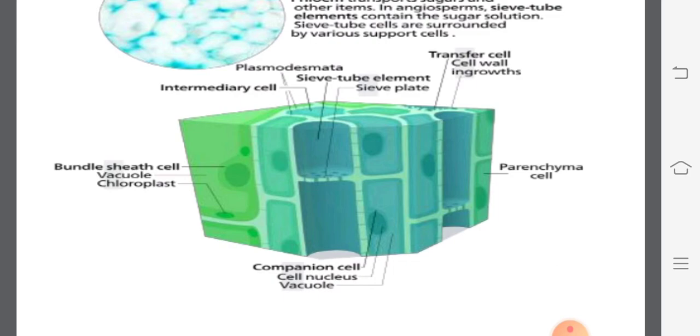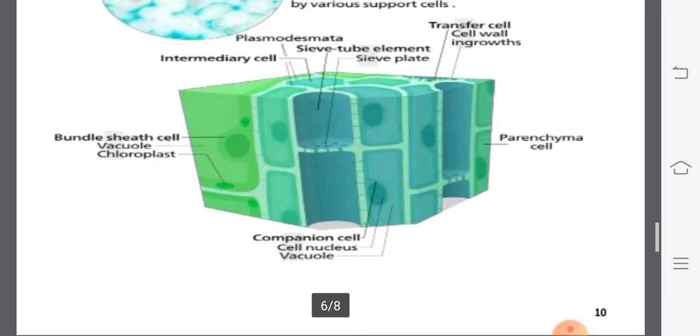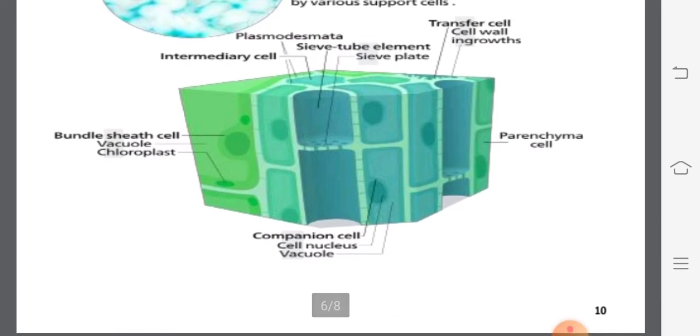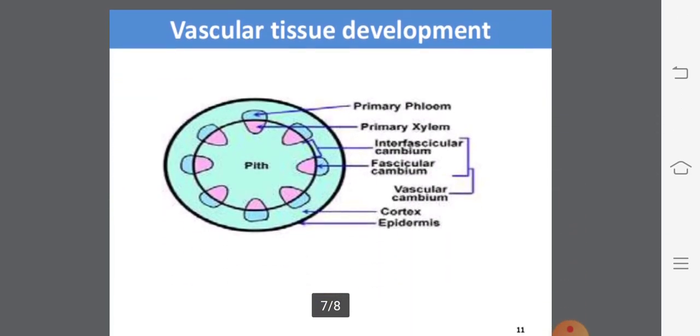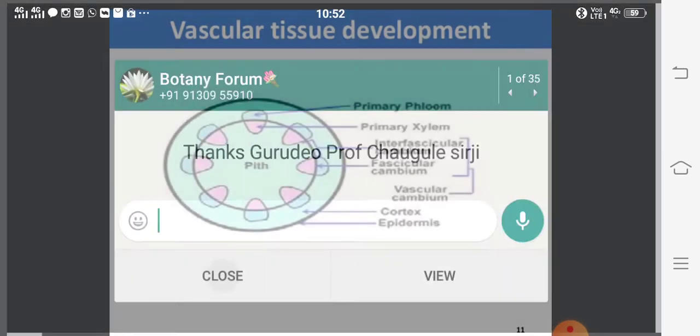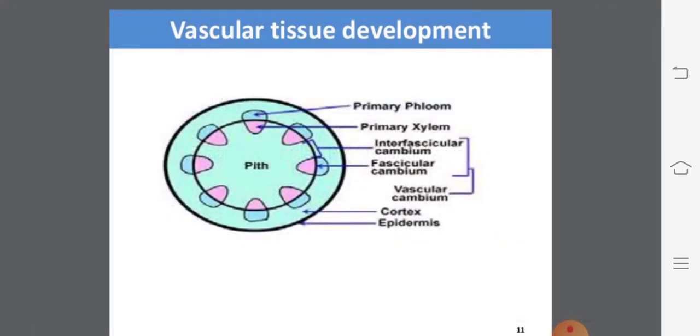The bundle sheath: the xylem and phloem are bounded on the outward side by a cellular layer, so it is called the bundle sheath, the vascular bundle sheath, right? Then in vascular tissue development, there is the particular role of the cambium. Here you are observing a ring of these vascular bundles. The middle one, the entire dark ring, is the vascular cambium. It is called the fascicular cambium, which is in the bundle, and the interfascicular cambium, which is in between the two vascular bundles. So this is the major difference.